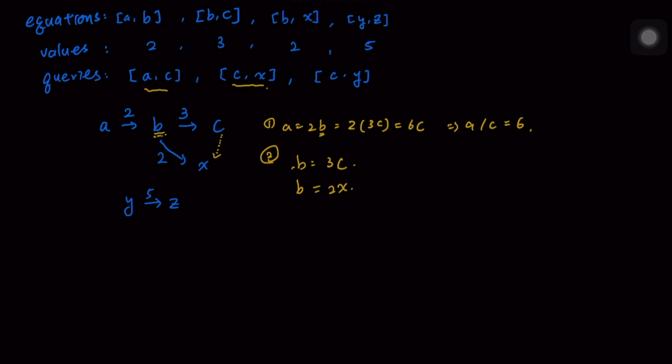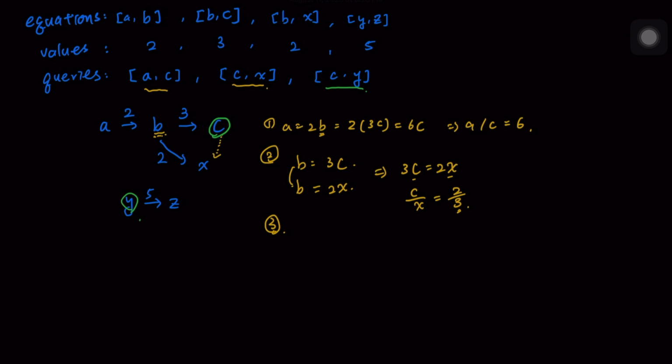Since B equals B, we have 3C equals 2X. So the relationship between C and X is obvious, and that is the answer of the second query. For the third query, it is C and Y. C is here and Y is here. There is no direct or indirect pointer from C to Y.